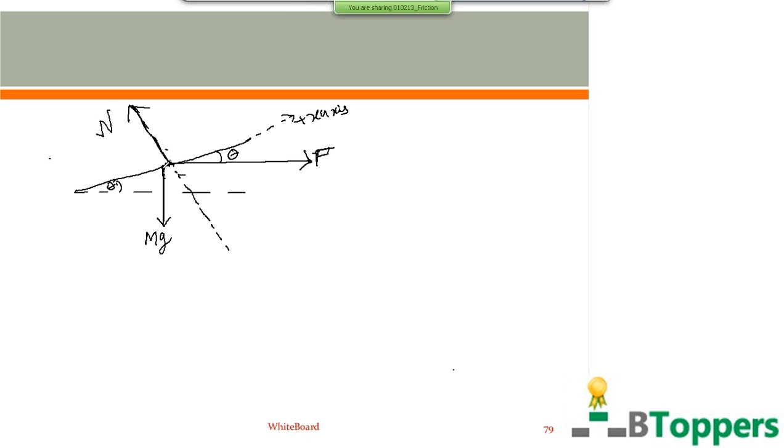So the pushing force is applied in the horizontal direction. The direction of the motion of the block is up along the inclined surface, which makes an angle theta to the horizontal. That means the pushing force makes an angle theta with the direction of the motion of the block. So the direction of the motion of the block, up along the inclined surface, parallel to the inclined surface, we take as the x-axis. The direction perpendicular to the inclined surface is the y-axis.